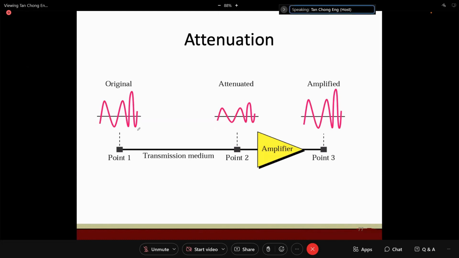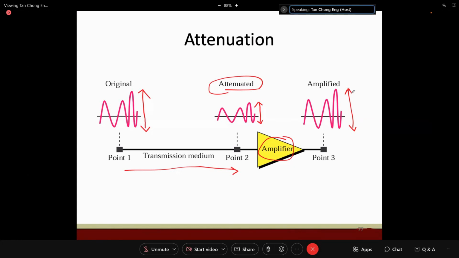What's the function of an amplifier? The original signal, the amplitude is quite high, if you look at this length here. After travelling a long distance, you can see the amplitude of the signal has become shorter. So this signal has been attenuated. Then you can feed these signals to an amplifier. This amplifier is going to boost your signal, give more power to your signal. And once your signal is amplified, you can see that the amplitude of your signal is high again. So this is exactly how you can maintain the signal power over a long distance.